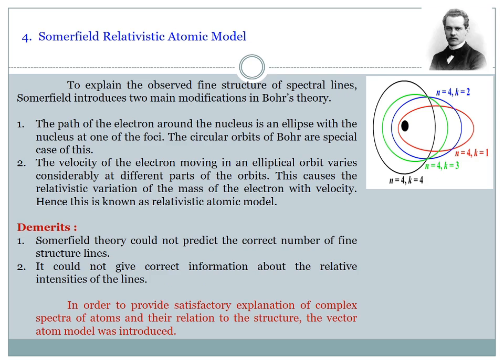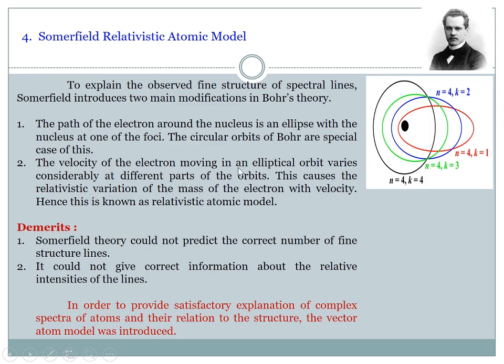Okay, let us study the next atomic model, that is proposed by Sommerfeld. We call it the Sommerfeld relativistic atomic model. To explain the observed fine structure of spectral lines, Sommerfeld introduced two main modifications in Bohr's theory. He used Bohr's atomic theory and made some changes in the model. The first is that the path of the electron around the nucleus is an ellipse with the nucleus at one of the foci. The circular orbits of Bohr are a special case of this. So the orbital path is elliptical and the nucleus is at one of its foci.